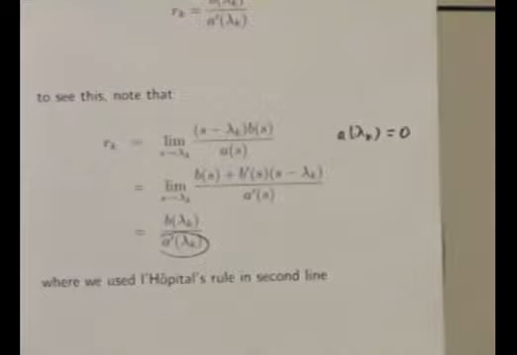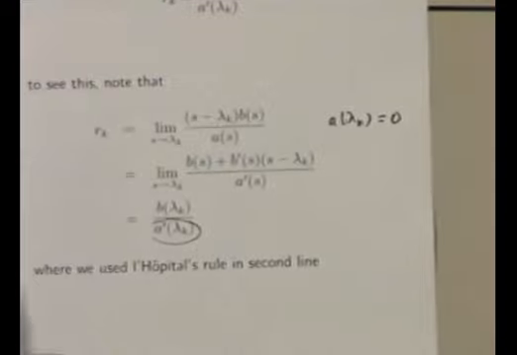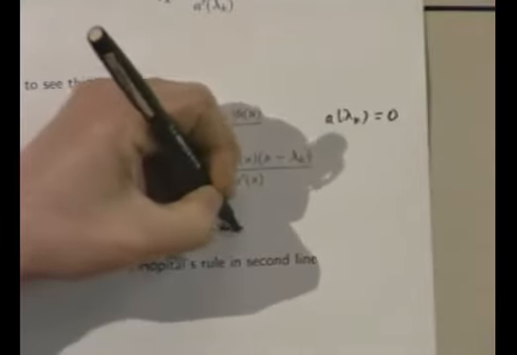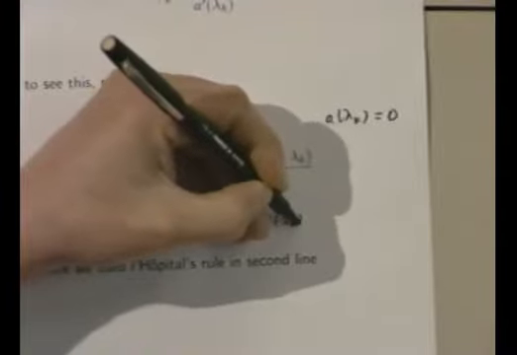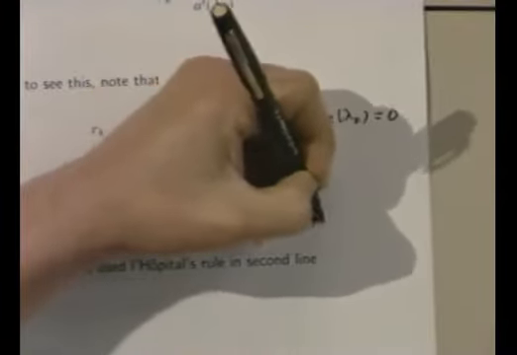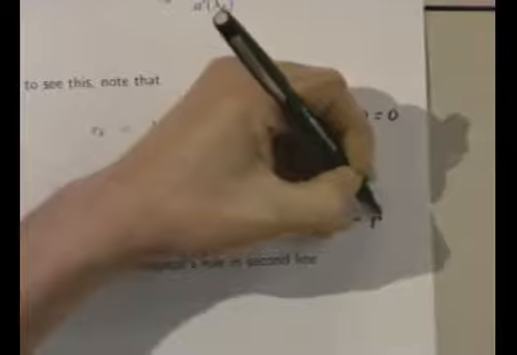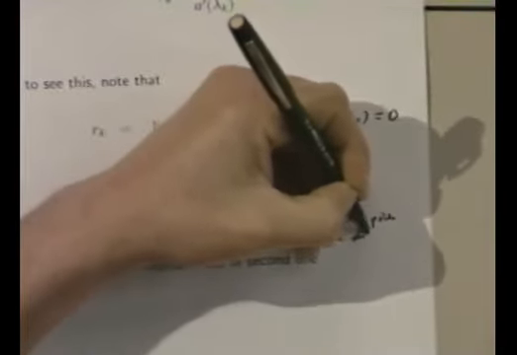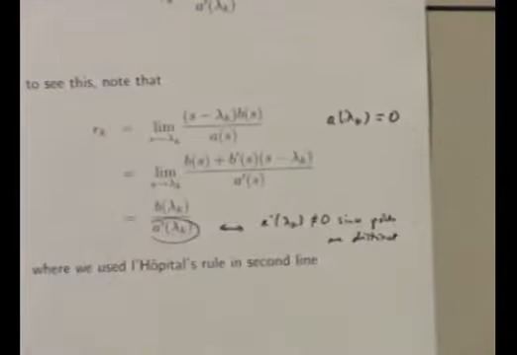Okay? So if you didn't follow any of that, you could just put a little note there that says a prime of lambda k is non-zero since poles are distinct, or something like that if you wanted to. Then you can go back later and think about it.